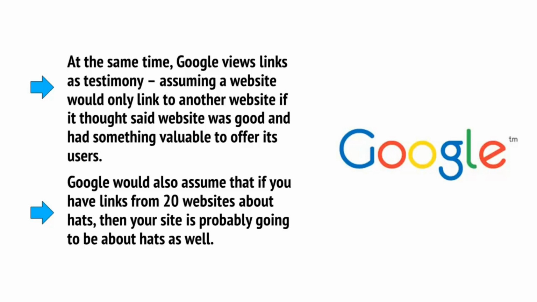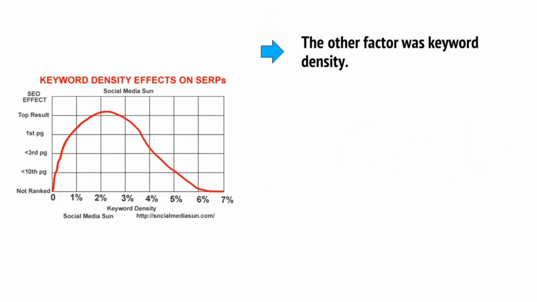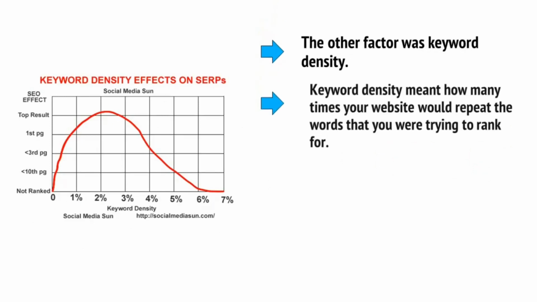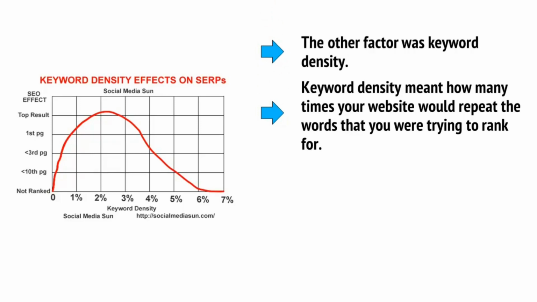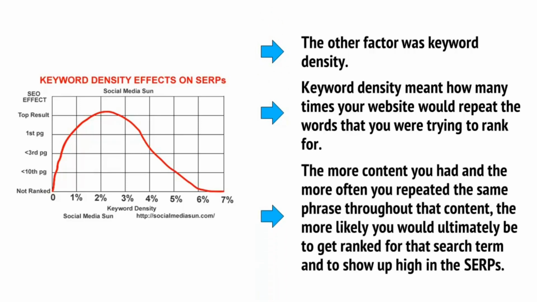The other factor was keyword density. Keyword density meant how many times your website would repeat the words that you were trying to rank for. The more content you had and the more often you repeated the same phrase throughout that content, the more likely you would ultimately be to get ranked for that search term and to show up high in the SERPs.